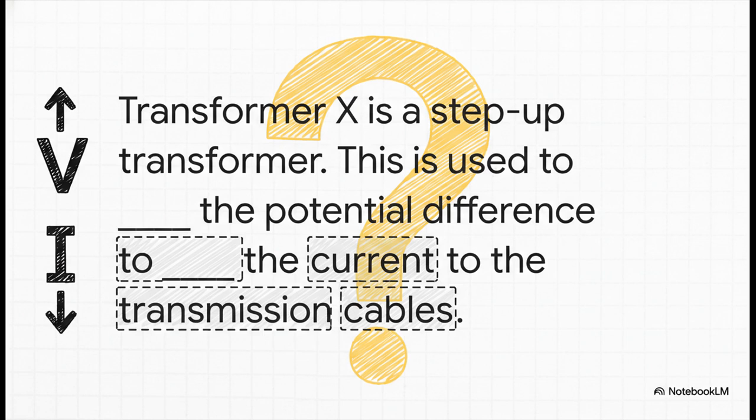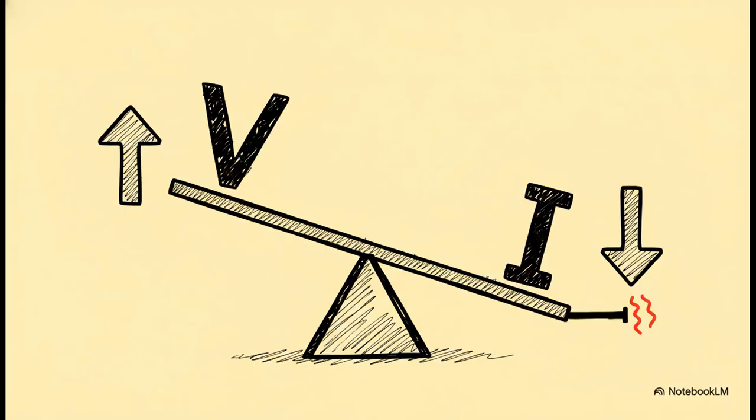So what two words do you think are missing here? Have a think about that relationship between potential difference, voltage, and current. Okay, did you get them? The words you're looking for are increase and decrease. A step-up transformer is used to increase the potential difference, which then forces the current to decrease. But why? Well, this is the really clever bit. A lower current means way less energy is lost as heat while it's zipping through the cables, which makes the whole grid so much more efficient.